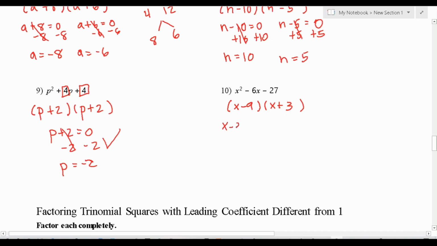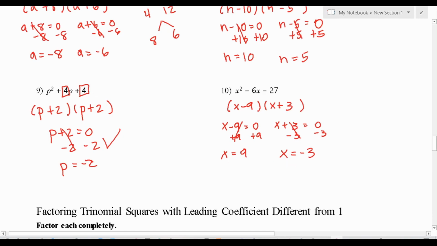Again, set these equal to 0 to solve for x. Add 9 to both sides to solve this one for x. Again, that leaves you with x equals 9. Subtract 3 from both sides to give you x by itself. x would be negative 3 in this case.